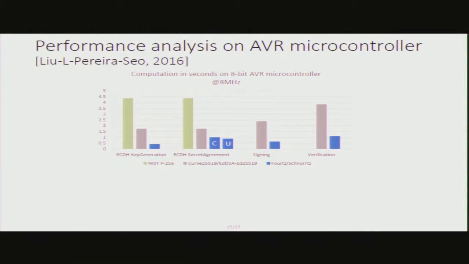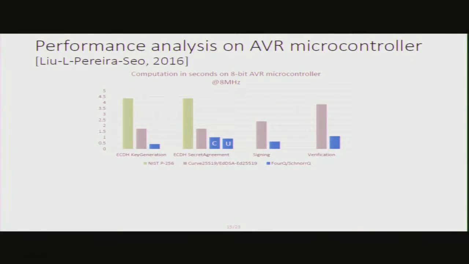And here I have preliminary results showing the computation time in seconds, for example, for 8-bit AVR microcontrollers, for crypto operations. I'm showing here ECDH and also signatures. The numbers are for NIST P256, shown in green, Curve25519 and Ed25519 in gray, and for Q, SchnorrQ in blue. And you can see in each case, we achieve a much better performance.